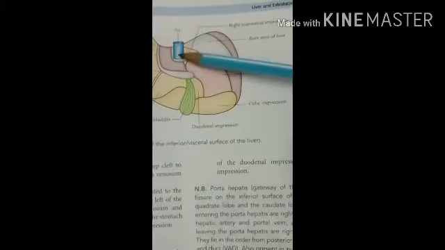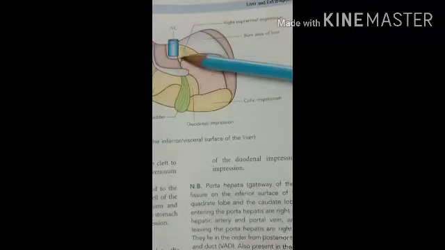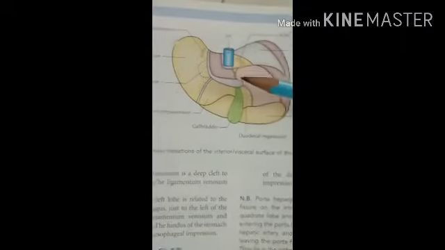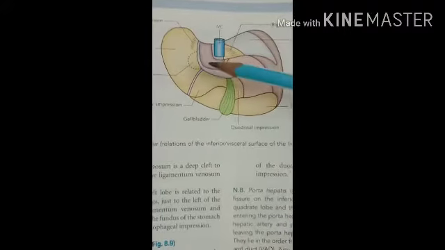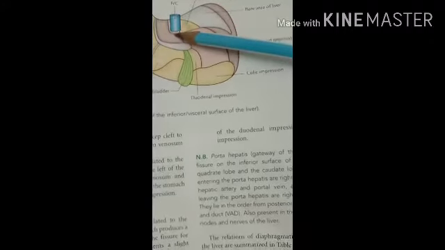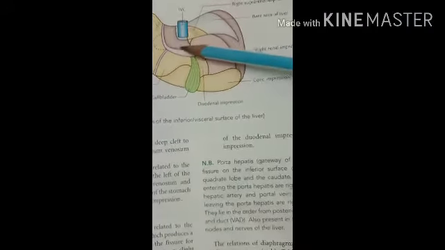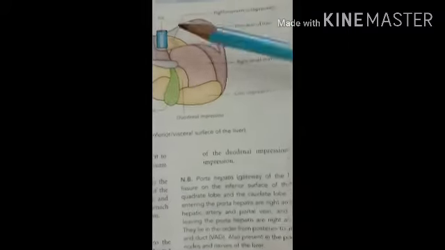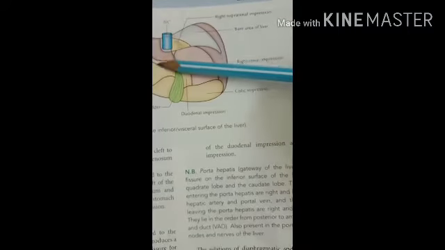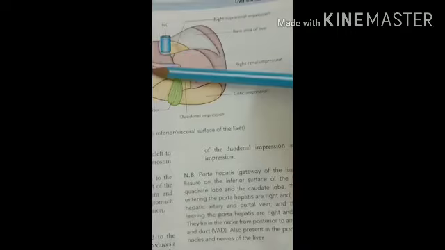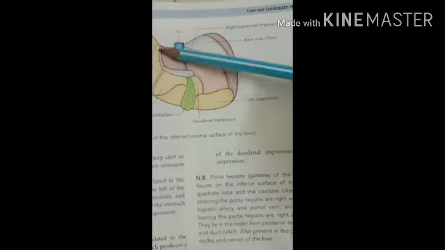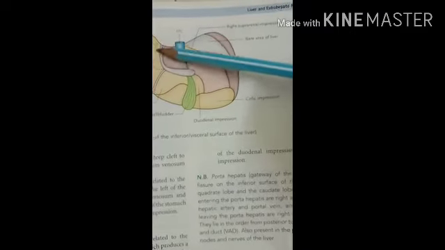So here you can see the groove for IVC, as the name indicates, it lodges the IVC. After then the caudate lobe. So here you can see this is the caudate lobe. It is related to the superior recess of the lesser sac. After then the fissure for the ligamentum venosum. So this one. So it is a deep cleft, lies to the left of the caudate lobe. So here caudate lobe, and left to it this fissure is present, that is for the ligamentum venosum.